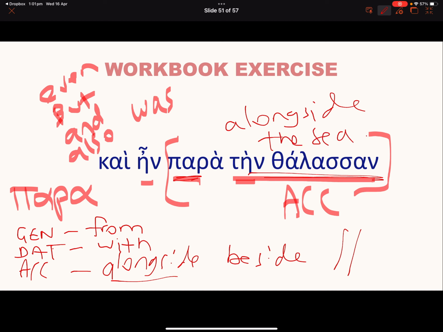So the sentence translated would be something like, and he was alongside the sea, or but she was alongside the sea, or beside the sea. So we don't have the rest of the sentence, so it's hard to know the context here, but it would be something along those lines. So that's how you would translate and break down a sentence that's using a prepositional phrase.